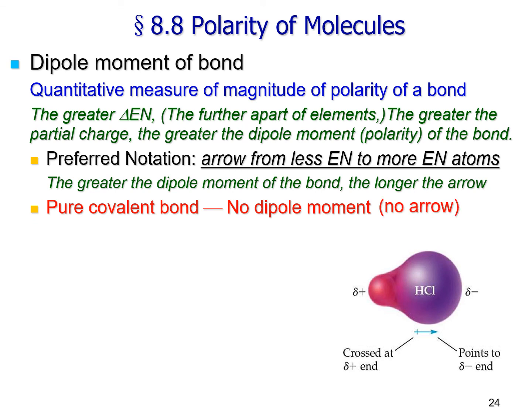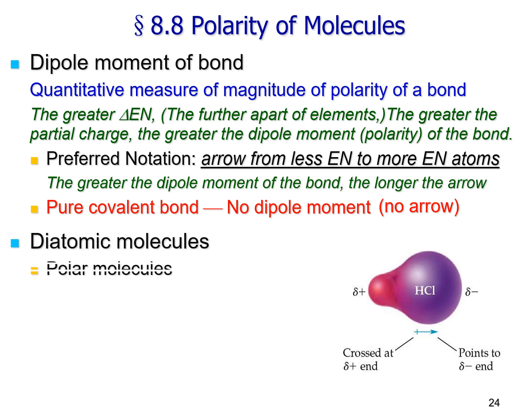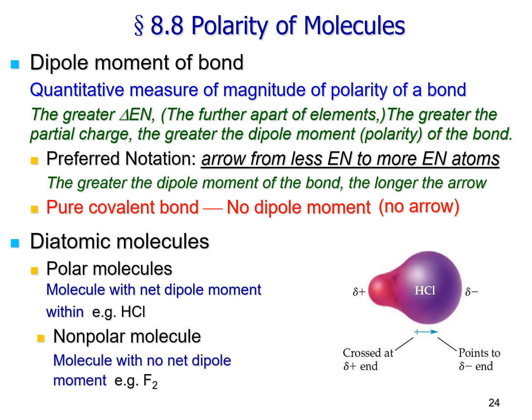For a pure covalent bond, there's no such arrow because there's no dipole moment, no charge buildup. We do not have an element to start with because they have the same electronegativity. A diatomic molecule can be a polar molecule if we have a polar bond within, and we get a nonpolar molecule if we have a nonpolar bond within. Remember, in a diatomic molecule there's only one bond. Polar or not determines the polarity of the molecule.